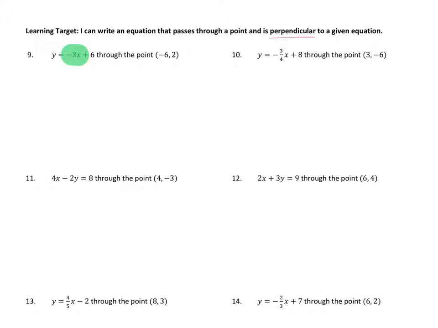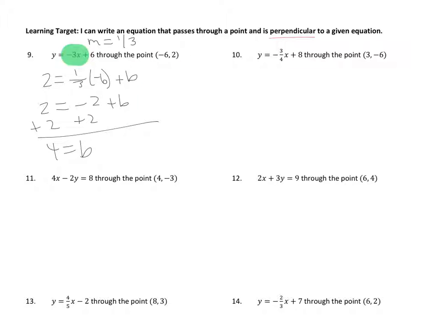So -3 over 1, I would flip that fraction and change the sign, so m equals 1/3. X equals -6 and y equals 2. So if I plug that into y equals mx plus b, that looks like 2 equals 1/3 times -6 plus b, and 1/3 times -6 is -2. We solve for b, so we add 2. So b equals 4. So my entire answer when I put it together is y equals my new slope, 1/3 x plus 4. That would be my final answer for number 9.